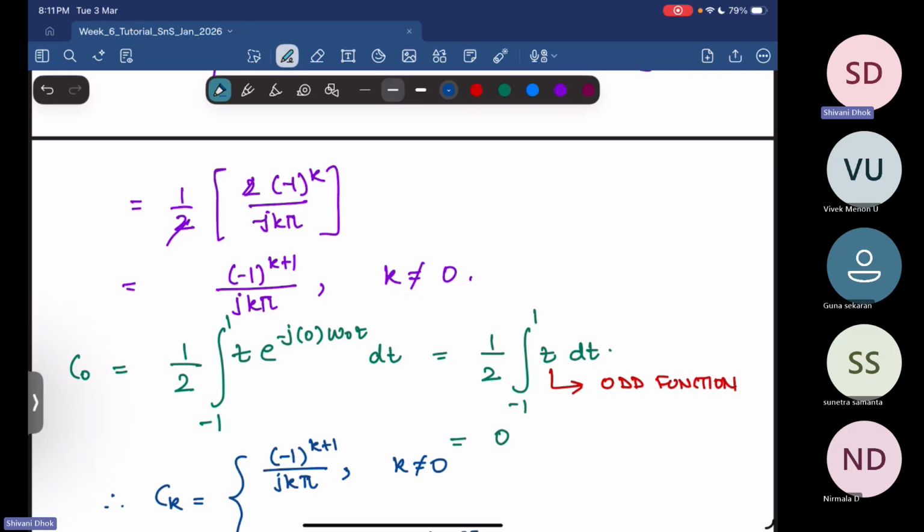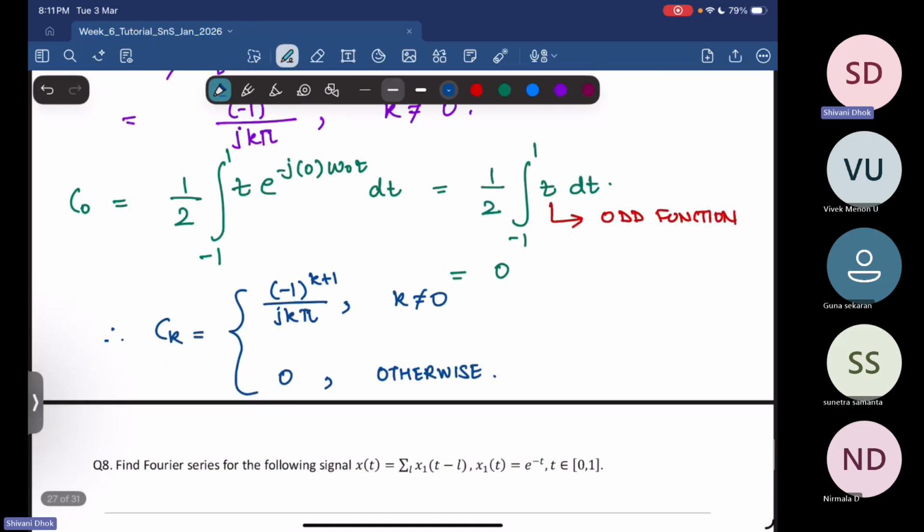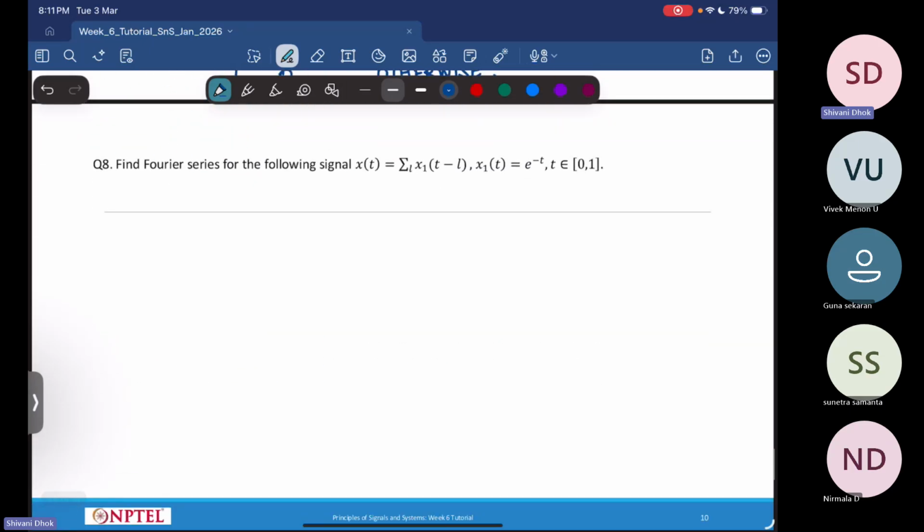Okay. If there are no questions, then let's move on to the next one. So again, we have to find out the Fourier series coefficients of this particular signal here.